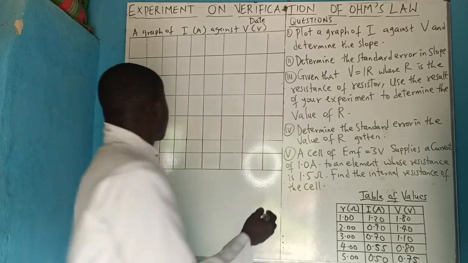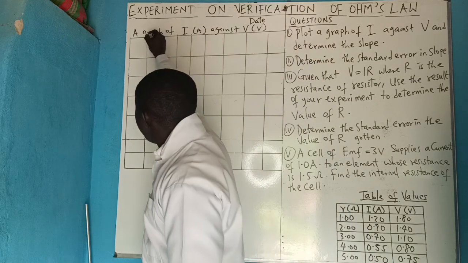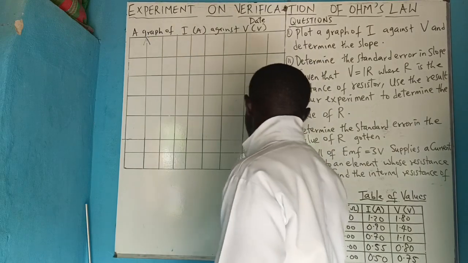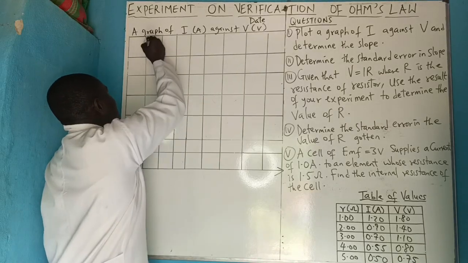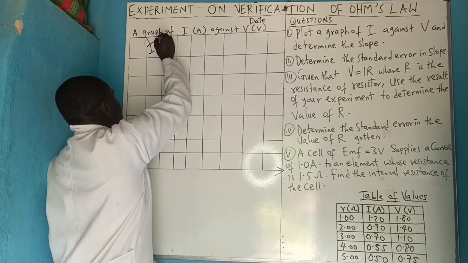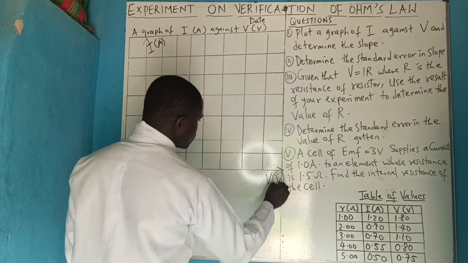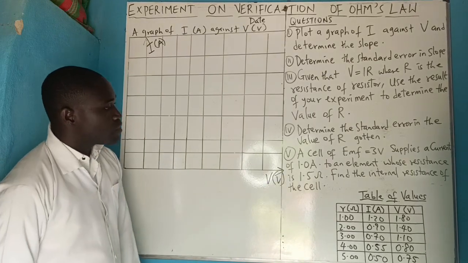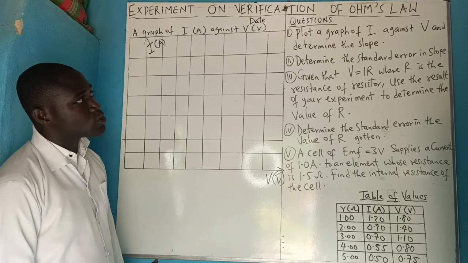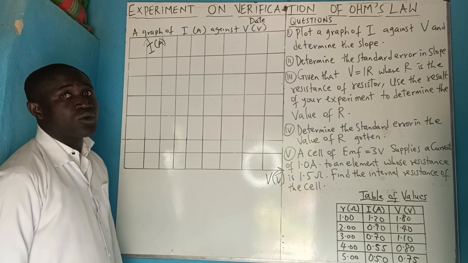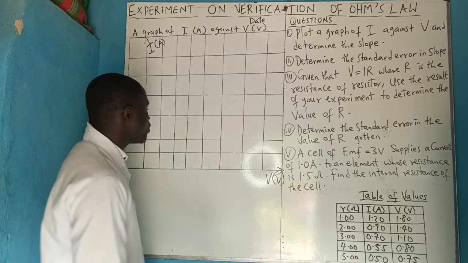Then take your Cartesian axis. Label your Cartesian axis. I'm labeling my own. That means here is my I in ampere and here is my V in volts. Then I'm to choose appropriate scale. They didn't specify that we should start from the origin, so we have to choose either from the origin or without starting from the origin.